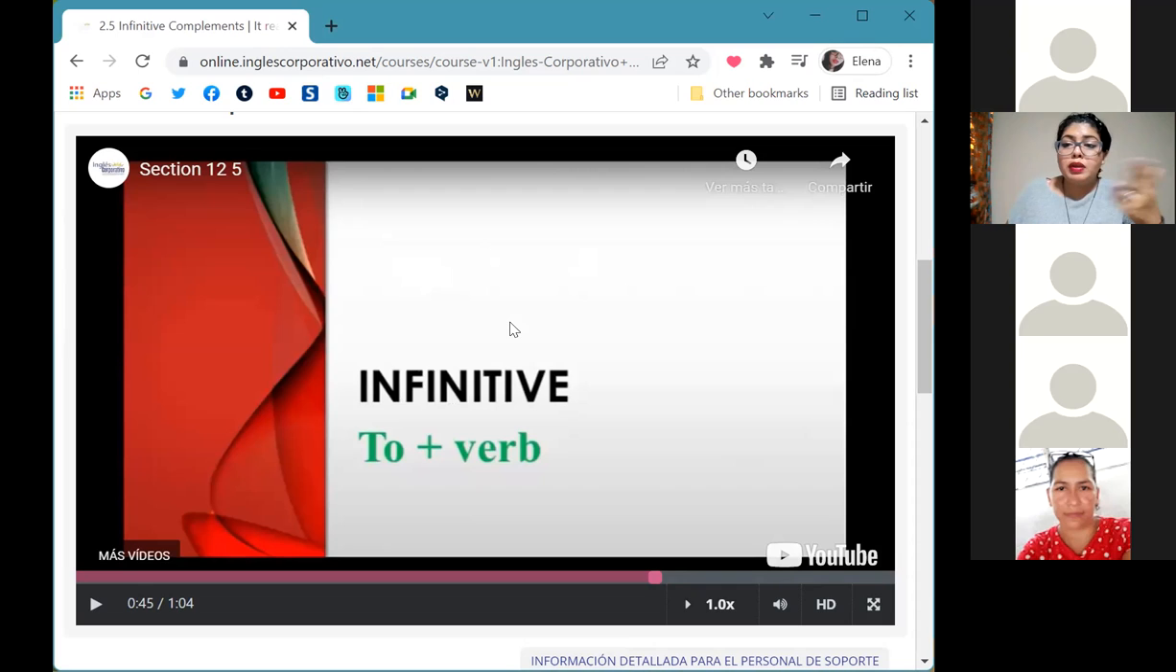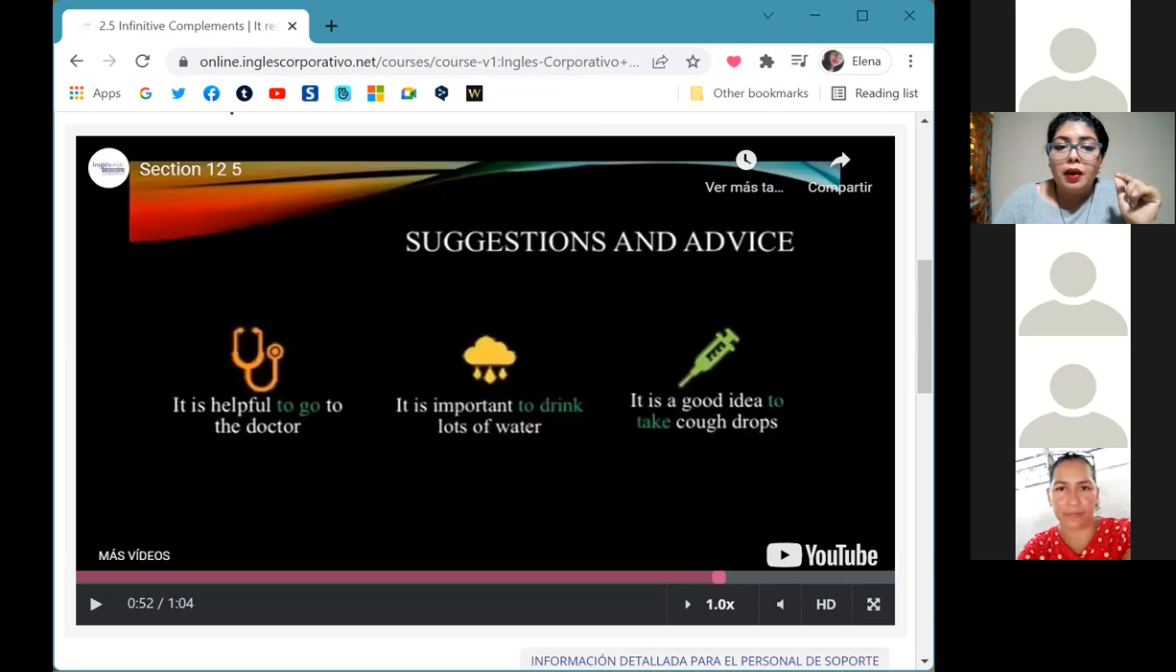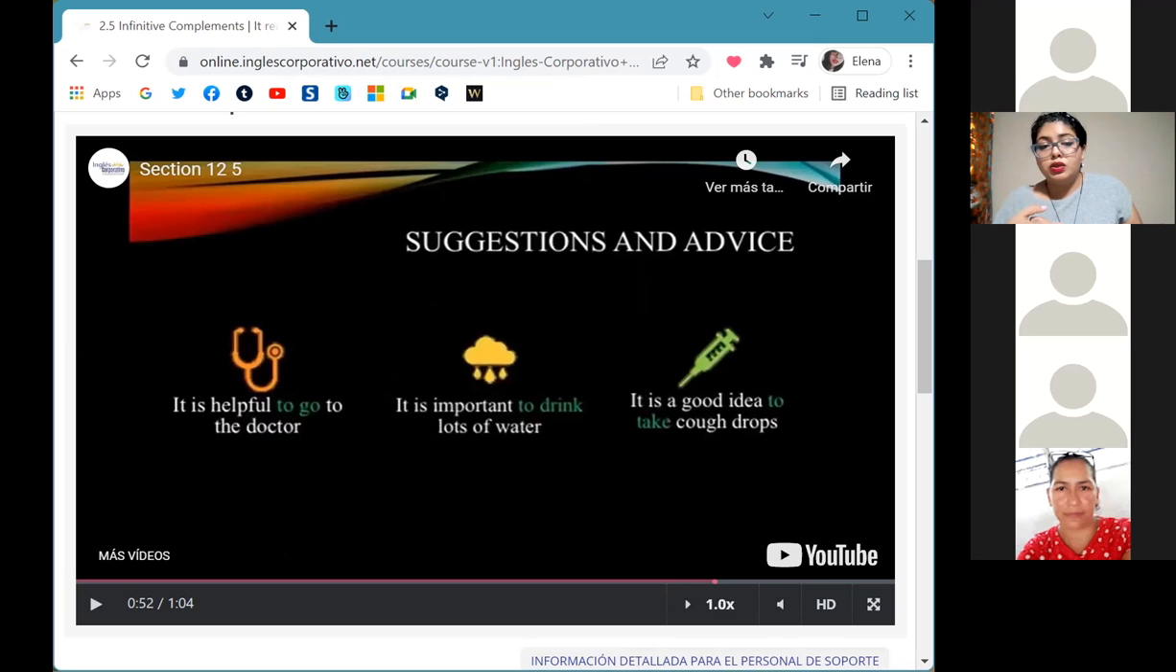Okay, so that's all the information that we need about the infinitive complements for advices. That we have the to plus the verb, and that's the main point of these kinds of sentences. And we have some examples. In this case, that's the suggestion and advice. Estamos sugiriendo algo. Estamos dando un consejo. So we have the sentence, it is helpful to go to the doctor. To go to the doctor, that is the main point. Then it is important to drink lots of water. Es importante tomar mucha agua. And the last one, it is a good idea to take cough drops.